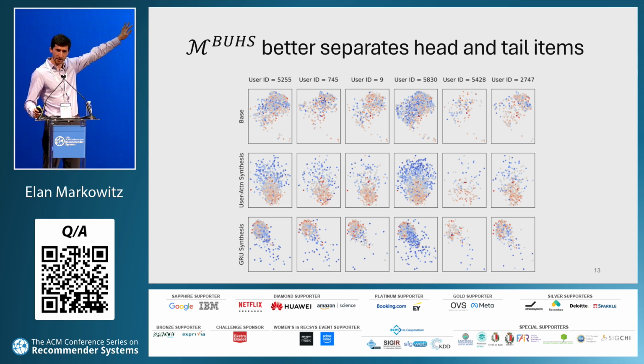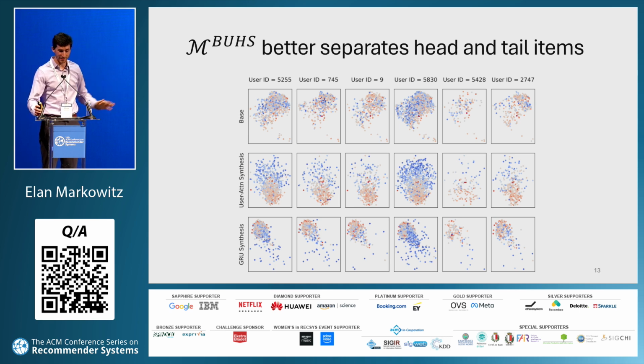This is a random sampling of 6 users and the items they've interacted with. The red is the head items, blue are the tail items. We see that in the base model, there's not very much separation between head and tail items, if any at all. And in the user history synthesis ones, we see a very clear separation between the representations learned for the tail items and the representations for the head items.